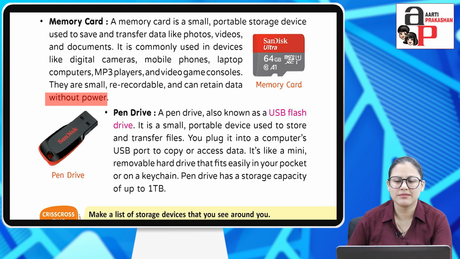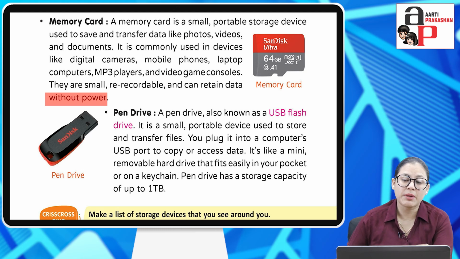See, this is the picture of a memory card. This is how it looks. So it is very small and portable also, of course, because of its smaller size. So it is used in devices like laptops, digital cameras, mobile phones. Earlier, these memory cards were used in mobile phones. So they are small, re-recordable and without power, they can retain data.